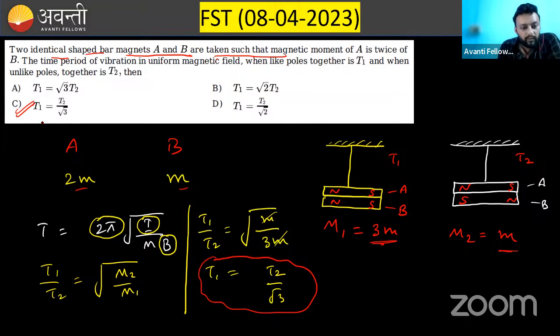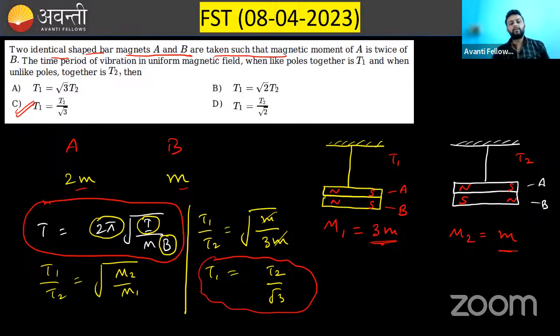So what is the formula to be remembered? This is a very important question actually. This is a very important question and very famous question for NEET examination. This formula should be remembered. Time period of oscillation of a bar magnet, T equals 2 pi root I over MB. And very good question.